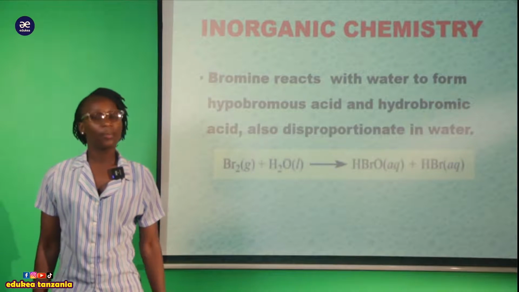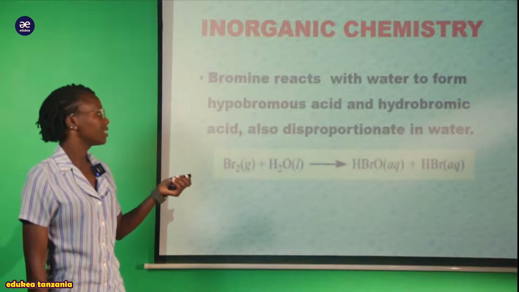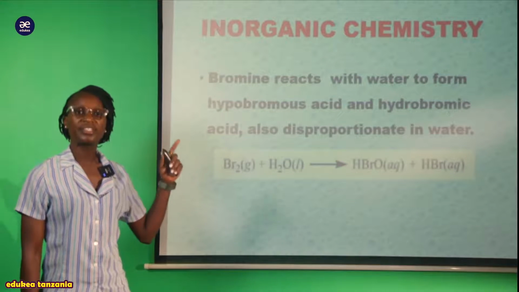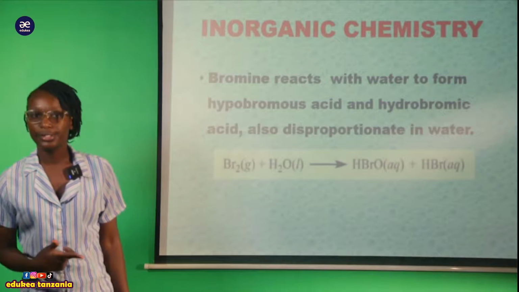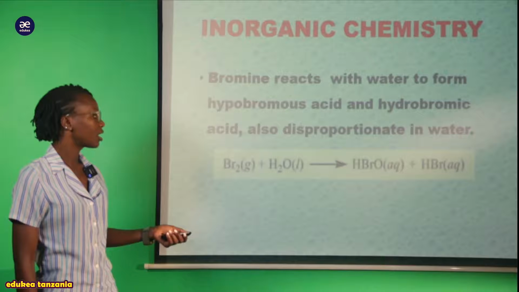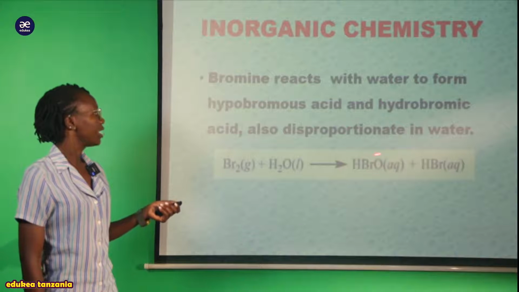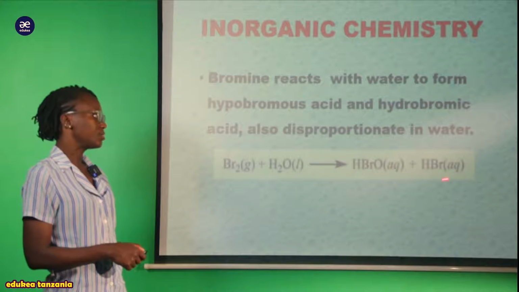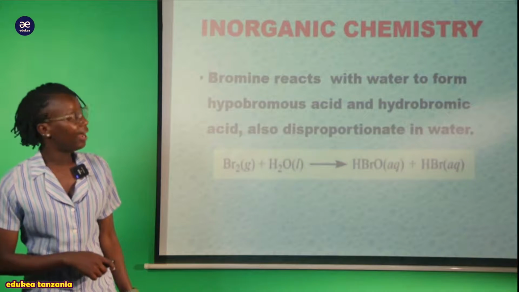Sasa bromine anatuambia kwamba bromine yeye ana react kuenda kutengeneza nini? Ana react with water kutengeneza hypobromous, lakini pia na hydrobromic acid. Lakini tunaambiwa kwamba it also disproportionates in water, maana kwamba at the same time na yeye pia ana undergo hiyo simultaneous oxidation and reduction. So this is the reaction now. Bromine plus water, we are going to form this hydrobromic. This is known as a hypobromous acid. But this one is known as a hydrobromic acid. Okay.